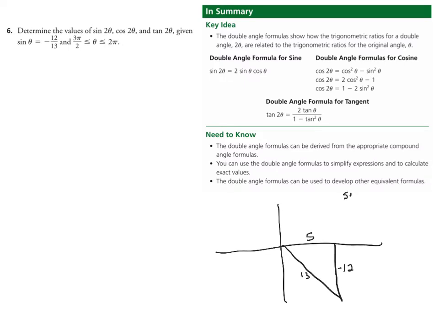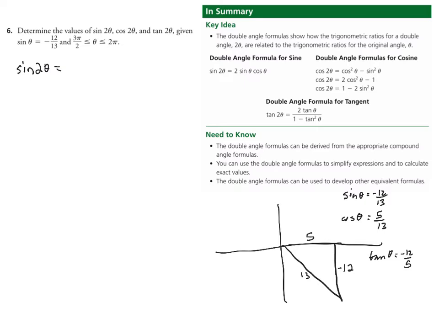So we already know that sine theta is equal to negative 12 over 13. Cos theta is obviously going to be adjacent over hypotenuse, so 5 out of 13. Tan theta is going to be equal to opposite over adjacent, so negative 12 over 5. Alright, let's go sine of 2 theta.